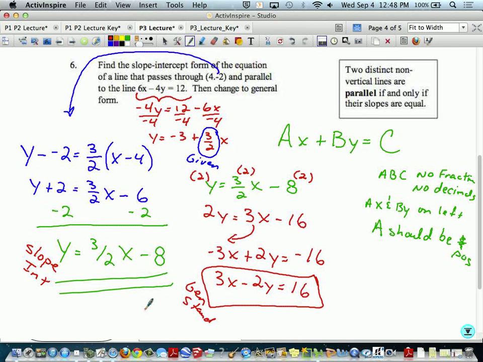and this is general or standard form for a linear. They're all equations of lines. The only reason I took it to here is because they're telling me to. Otherwise, I could have stopped here.